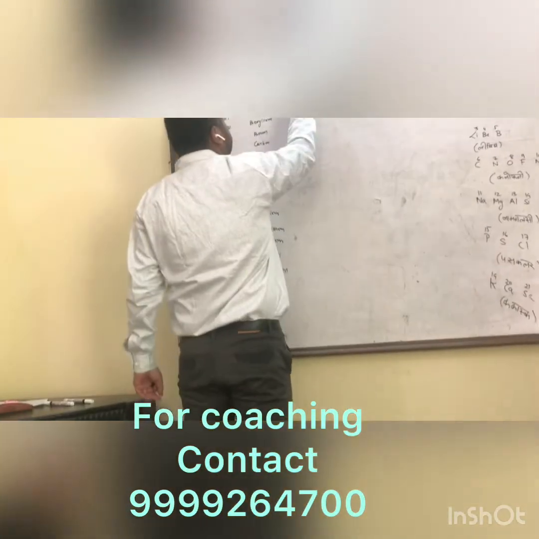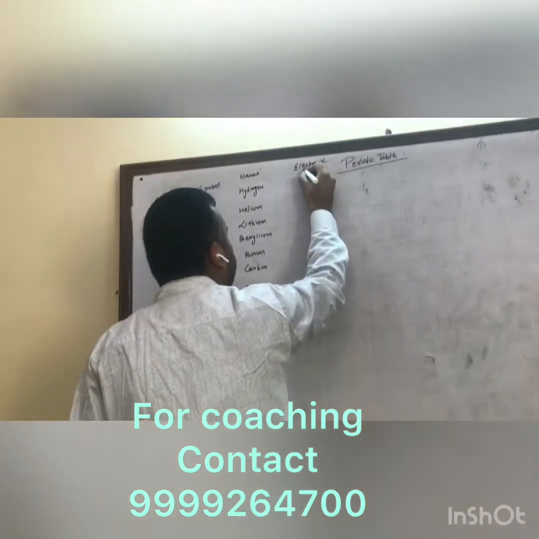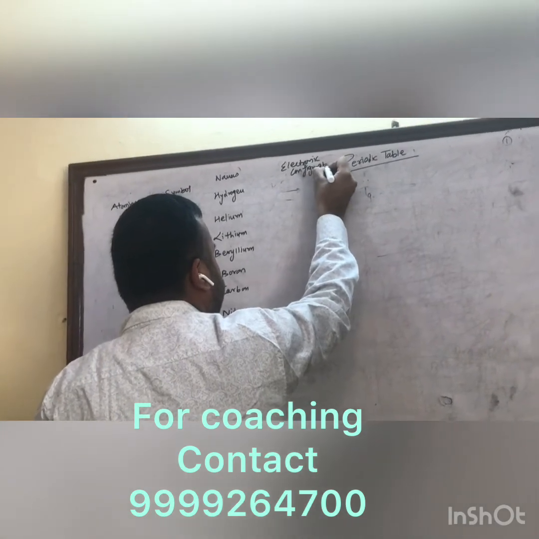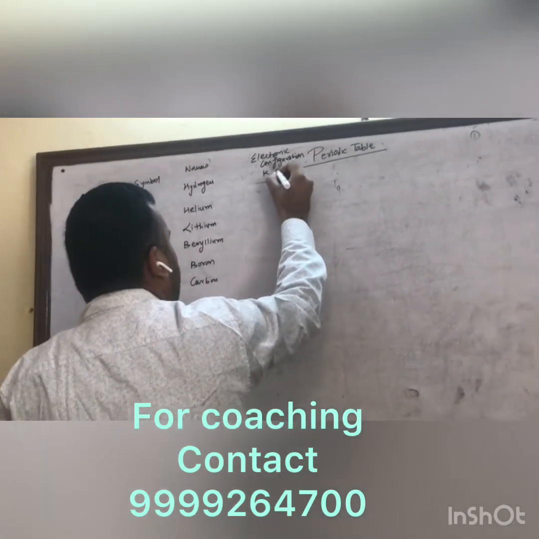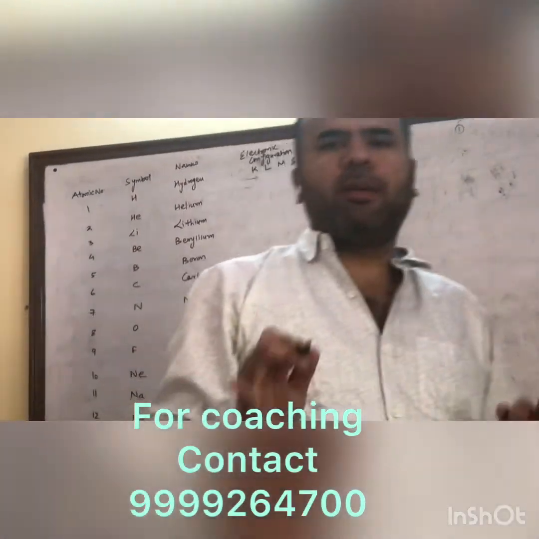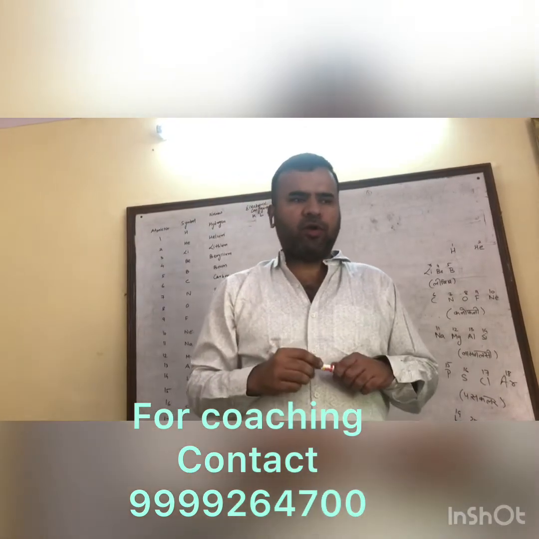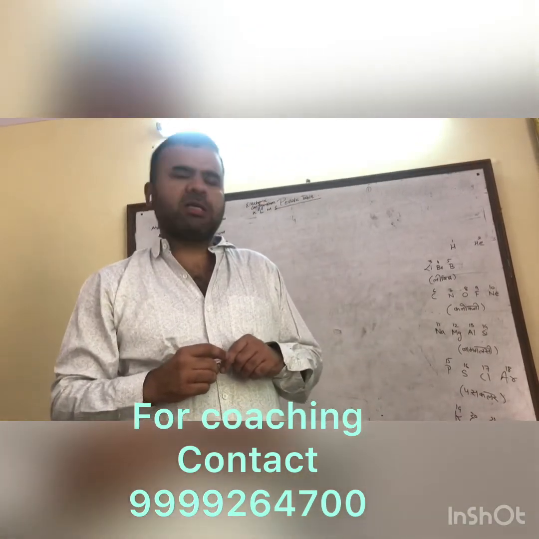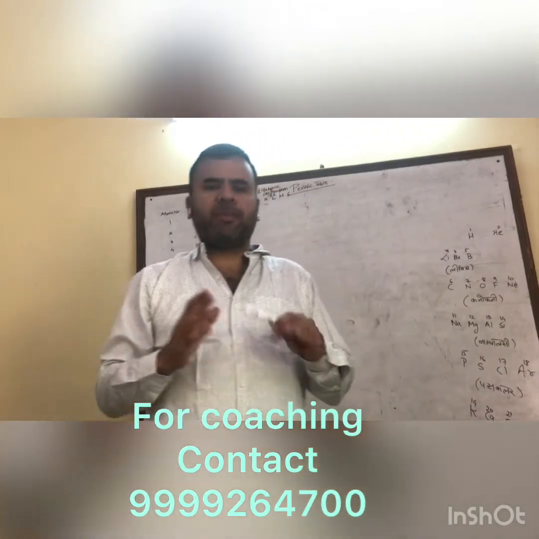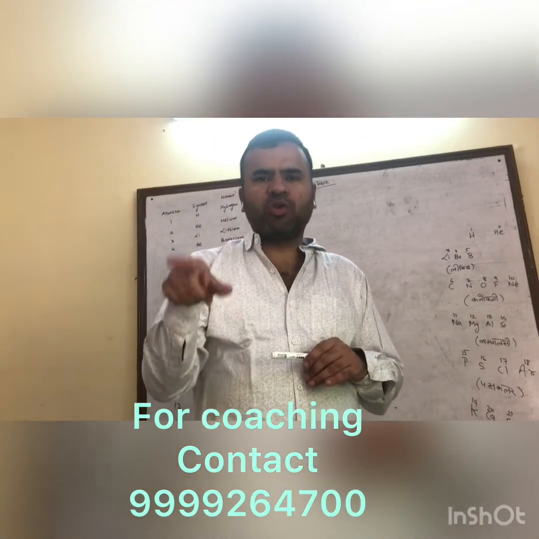Now the next term that comes is electronic configuration, which is very helpful. Electronic configuration we study in class 9. You know, atomic number is the number of protons. Number of protons is equal to number of electrons, and atomic mass is equal to atomic number plus number of neutrons. Protons and neutrons are present in the nucleus, and electrons revolve in the shells.